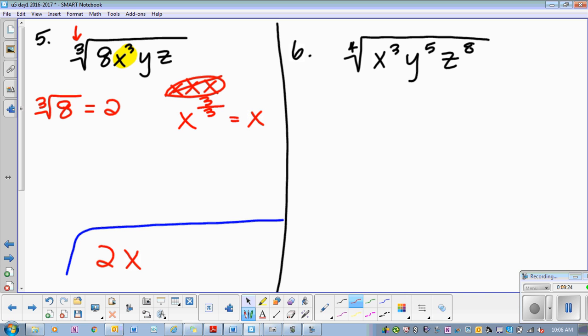All right, so now let's look at my y's. How many y's do I have? Just the 1, right? How many do I need in the group to come out? 3. Do I have enough? No, there's not enough, so it has to stay inside. Okay? Now look at the z. How many z's do I have? 1. How many do I need in the group to come out? 3. Do I have enough? No, so that stays inside. So that's the answer to number 5. Are we okay with that?